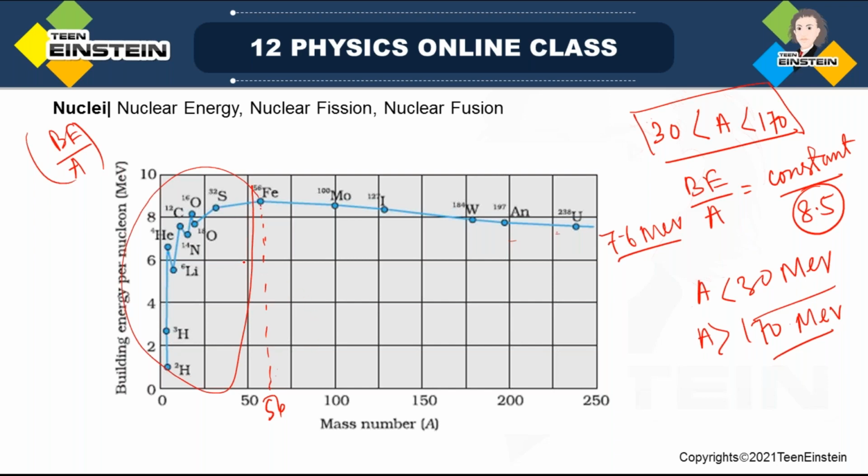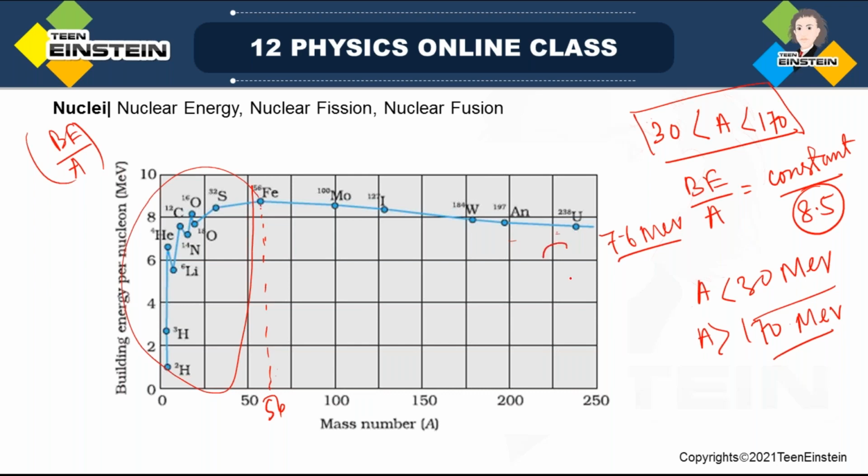So if the nuclei have lesser binding energy, then they are less stable. Less stable means they can disintegrate, that they can be broken or torn up into their constituent elements easily. So now we have to see what happens if we break a bigger nucleus like uranium.